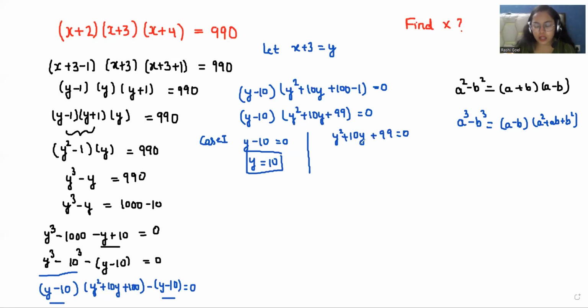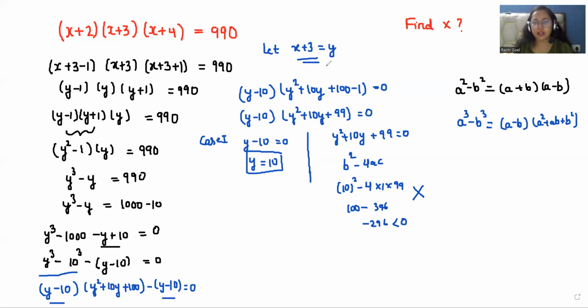So as we can see, it is a quadratic equation, so we check with b square minus 4ac. b is the coefficient of y, that is 10. So 10 square minus 4, a is the coefficient of y square, that is 1, and c is the constant, that is 99. So 100 minus 396, which is minus 296, which is less than 0. So we reject this case. So the value of y is 10.